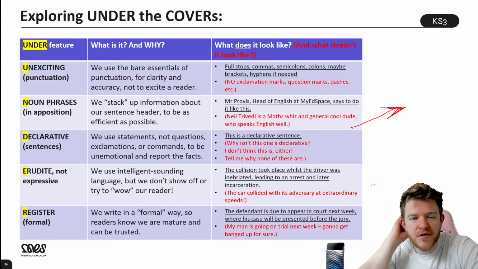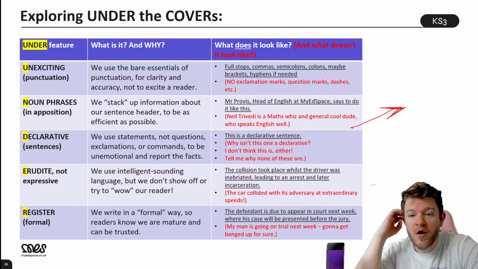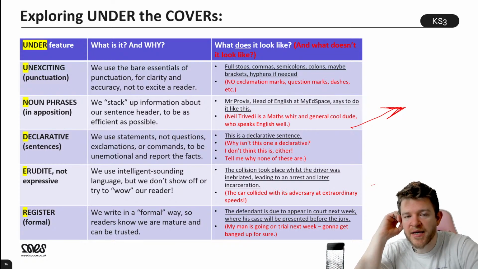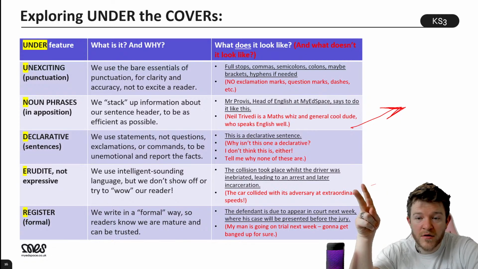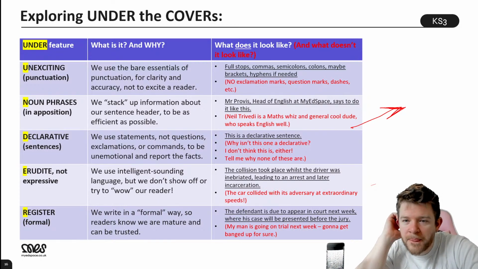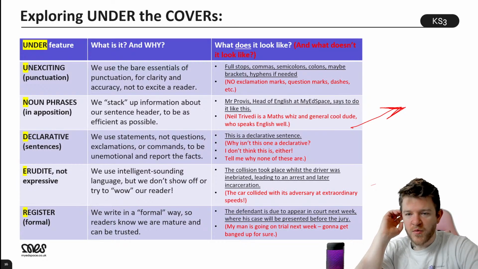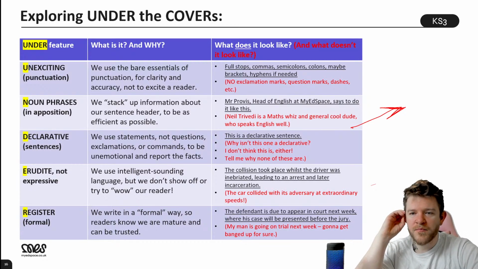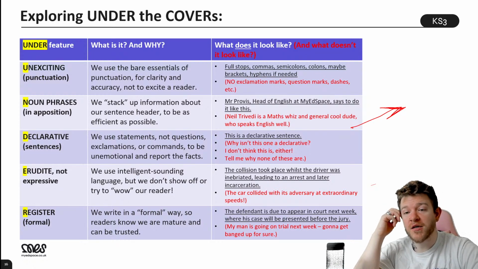Can we turn it into noun phrases in apposition? So if you look at the example above, you will see how it's done for Mr. Provis, head of English at my headspace. So we say the noun, we do another version of the noun, and then we have our verb. Neil Trivedi, a maths whiz at my headspace, speaks English well. Perfect. Okay, that would be a really good example there.